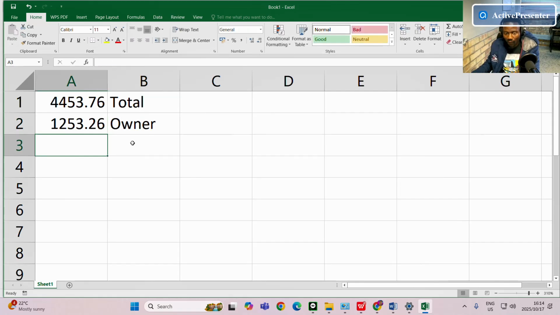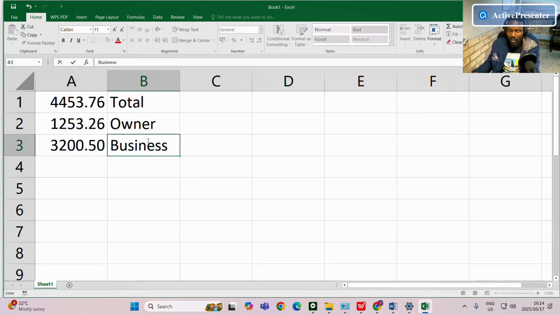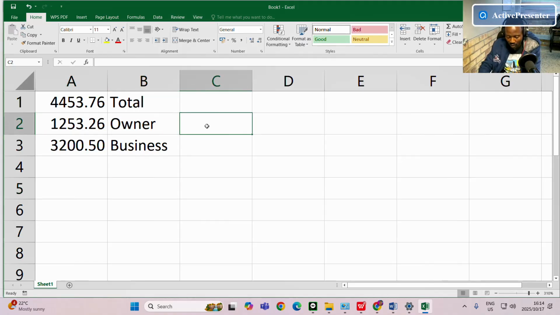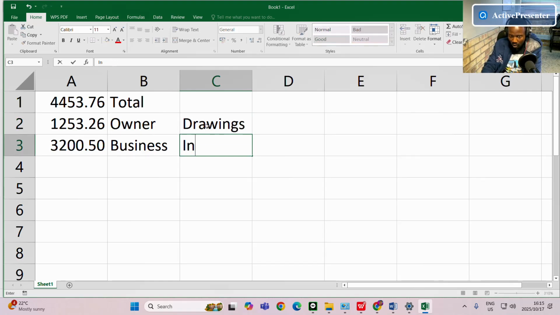Meaning for the business, you take the total, you minus the owner's payment, and this is what you get for the business. So this is exactly what I'll record. I'll record this for the owner. Obviously, it's going to go under drawings. And the business portion is going to go under insurance.